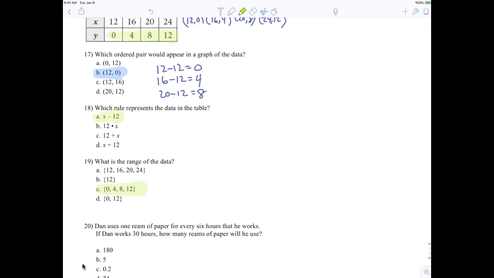Yes, ma'am. Is range always the y value? Yes, very good. The range is always the y values. Does range have more than one meaning, though? Yes. Oh, yes. All right, so you just have to be careful.